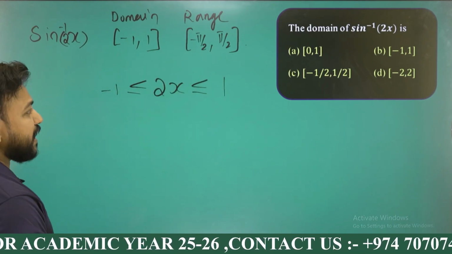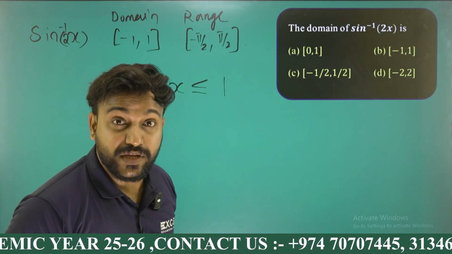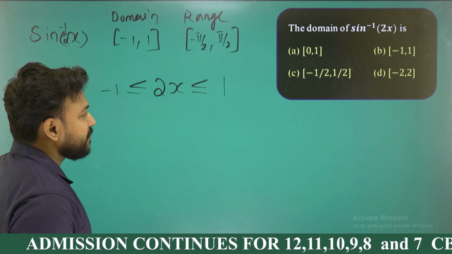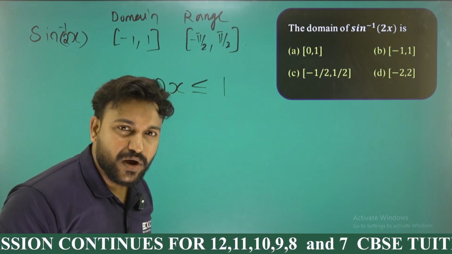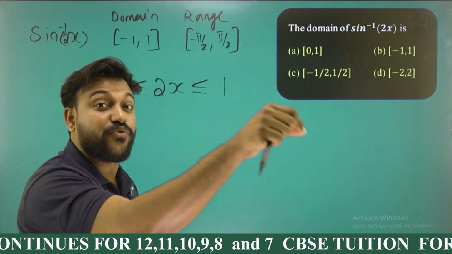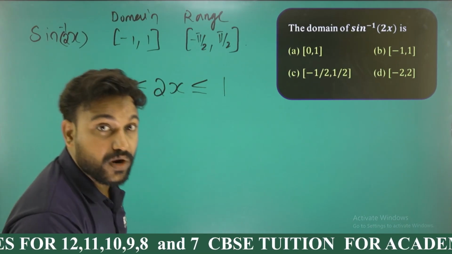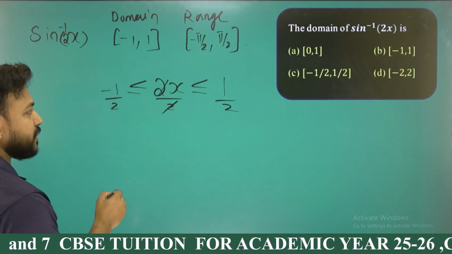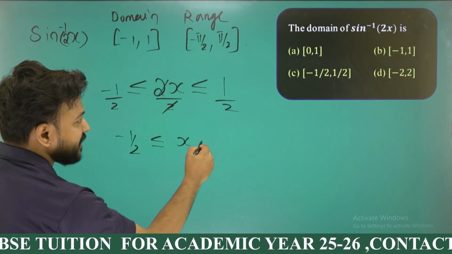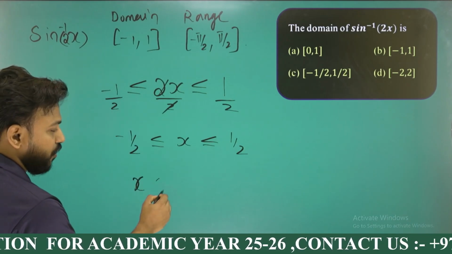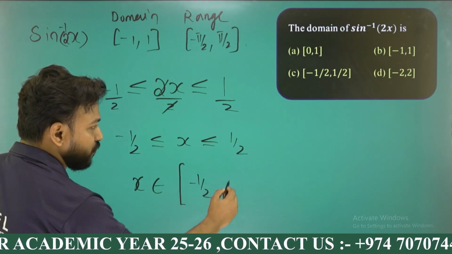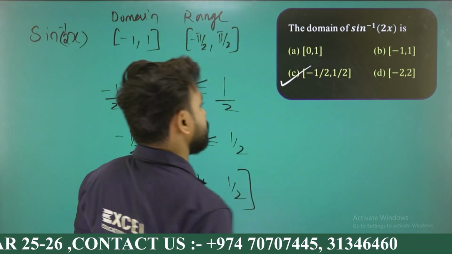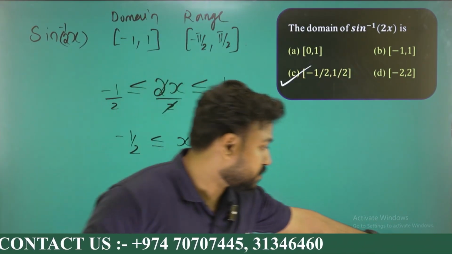Yes or no? So actually the domain means what are the values we can put for x. So instead of this 2x, we have to get x because the domain is the value that we can put for x. So from this 2x, we have to build x. So what we can do, we can divide this entire equation by 2. So this 2 cancels. You will get -1 by 2 less than or equal to x less than or equal to 1 by 2. Then x belongs to closed interval -1 by 2 to 1 by 2. So which option? Closed interval -1 by 2 to 1 by 2. Yeah, we can go for the next question.